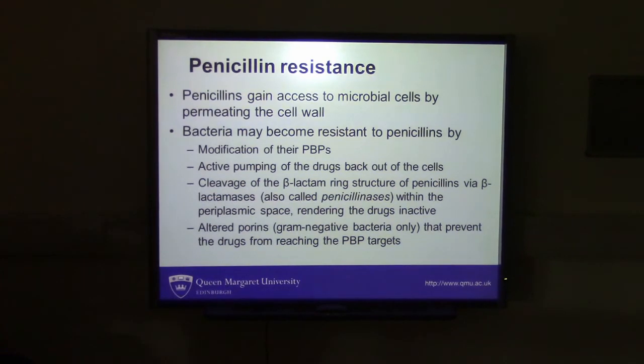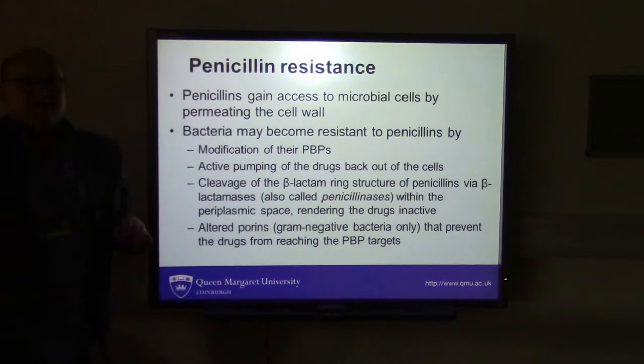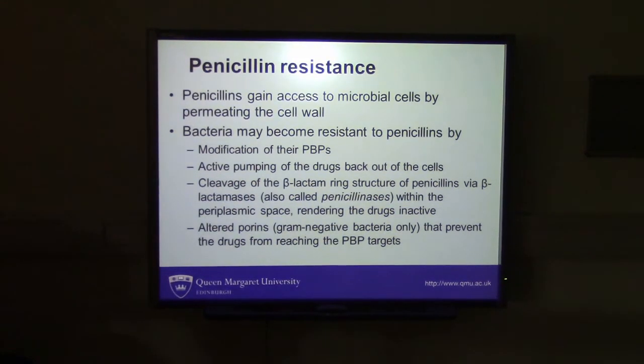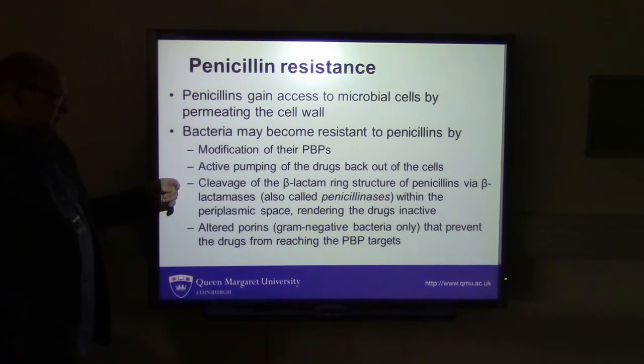Now, we said that it's possible that the bacterial cell can become resistant to the penicillin. And obviously, to get into the cell, they have to cross that cell membrane. The bacteria can become resistant because bacterial cells are like any other cells: they have the ability to make proteins, and they can alter the proteins that they make. So they can modify the PBPs, the penicillin binding proteins, so that penicillin doesn't bind as well. The other thing they can do is develop mechanisms in their cell membrane to pump the penicillin back out.